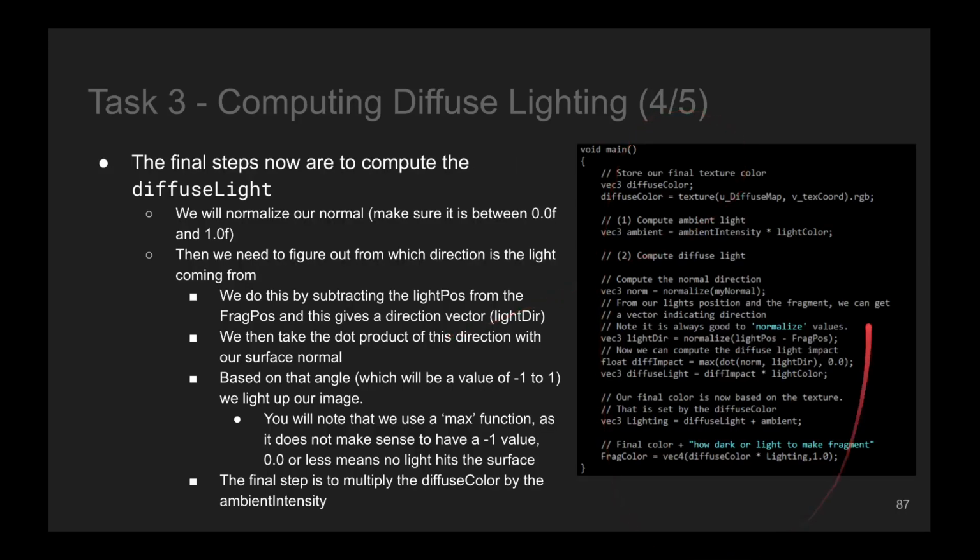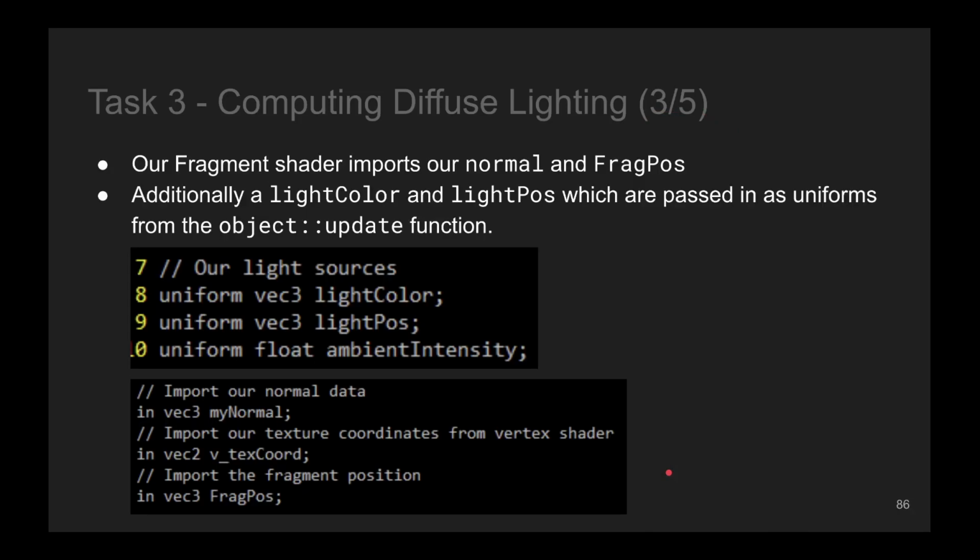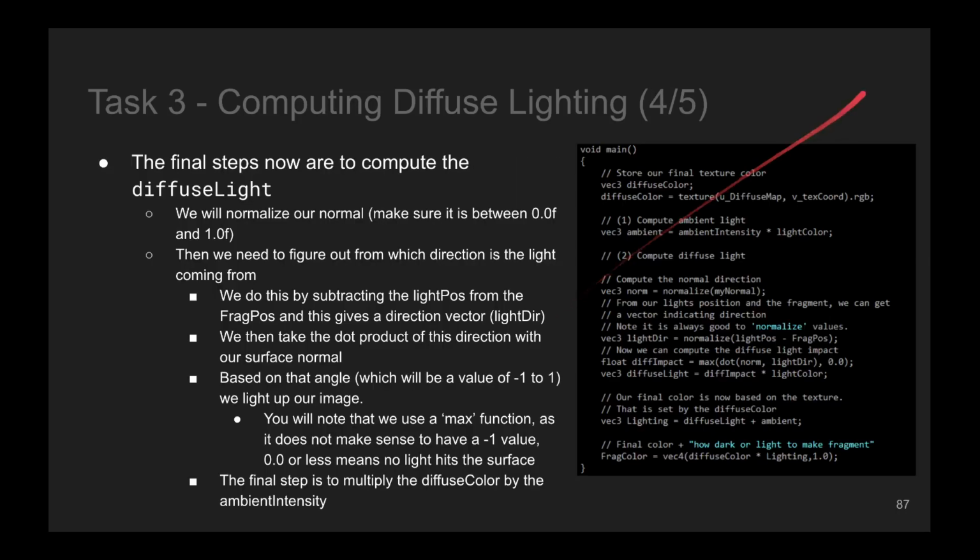Okay, so here's sort of the final step here. Let me slow down here. Again, here's the stuff that I'm importing. Our normal data, and so on, okay? And you can take a look at this. This is pretty much the complete thing that we need for our diffuse light, just kind of walking us through the code, right?